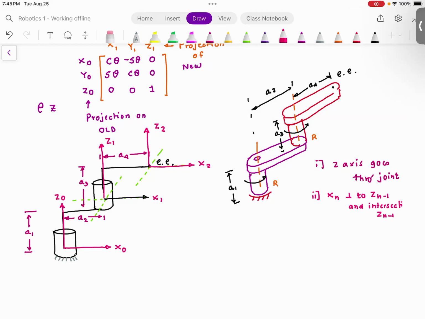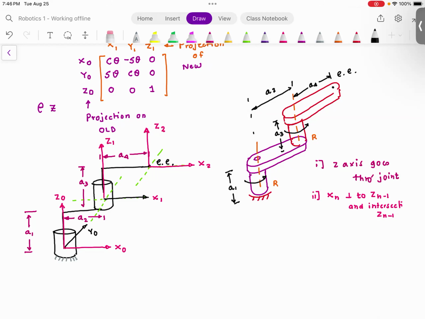Now, I have constructed z0, I have constructed x0. Now I need to complete the triad. Remember triad? So this is my x0. This is my z0. So my y0 needs to go inside the board. You agree with me? This is my x. This is my y. This is my z. So I'm going to align z and x. And can you see y is going in? So this is going to be my y0. Do you agree with me?